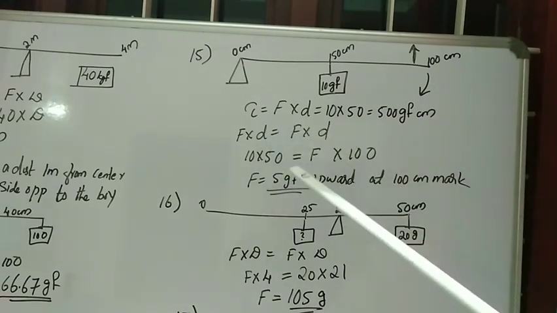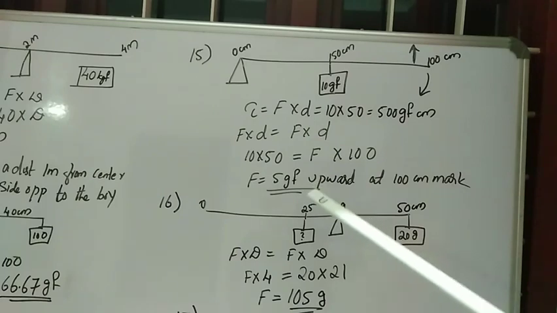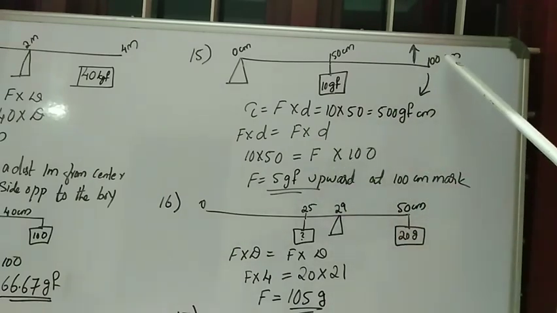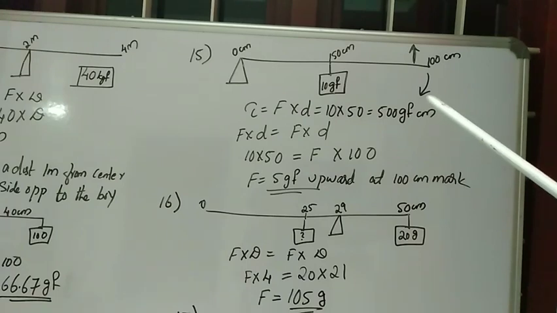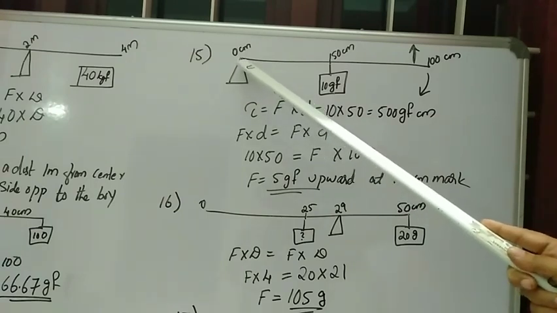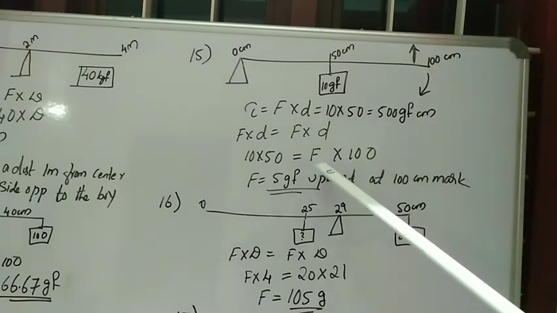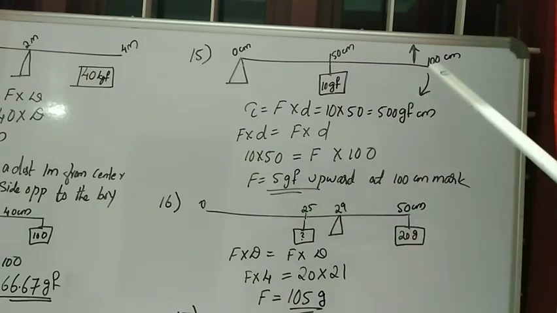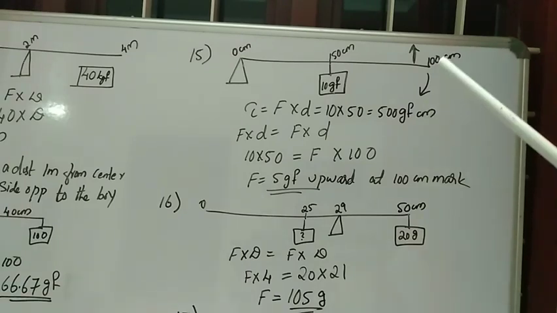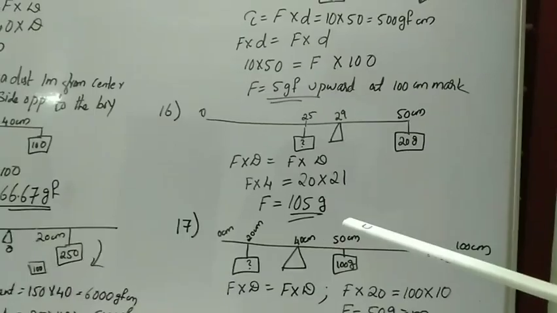So force into distance equal force into distance. Here this force into distance, 10 into 50. This is force, distance is 50. Is equal to the second one, force into distance. Here the force we need to find. Distance is 100. We studied in class 6 the principle of levers: load into load arm equal effort into effort arm. That is the distance from the fulcrum we have to calculate. So 0 to 100. That is why I took here force into 100. From here we got 10 into 50 by 100, which is 5 gram force. So we have to apply 5 gram force in the upward direction to make the ruler horizontal. Next, question number 16. A uniform half meter ruler.